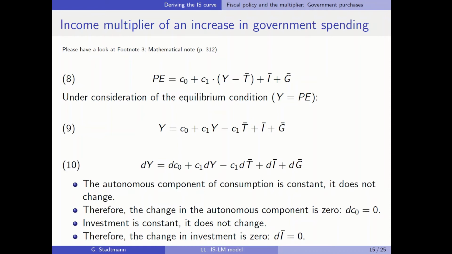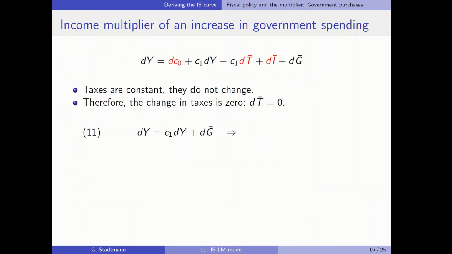Investment is constant. Investment does not change. Therefore, the change in investment is equal to 0. dI is equal to 0. Furthermore, taxes are constant. They do not change, and therefore the change in taxes is equal to 0. In this upper equation, I have marked all those components which are equal to 0. And when you set these components equal to 0, you are left with dY is equal to C1 dY.